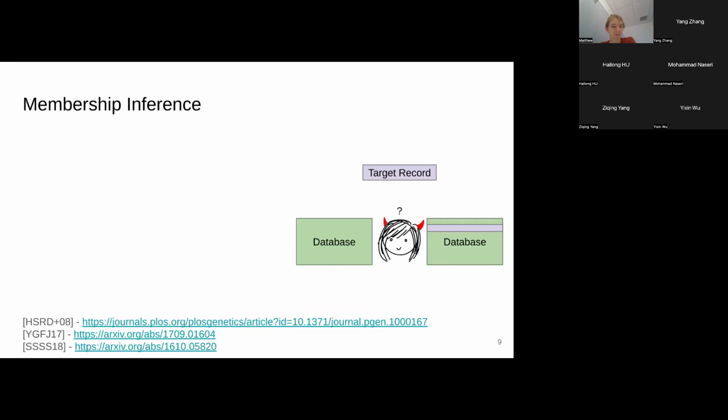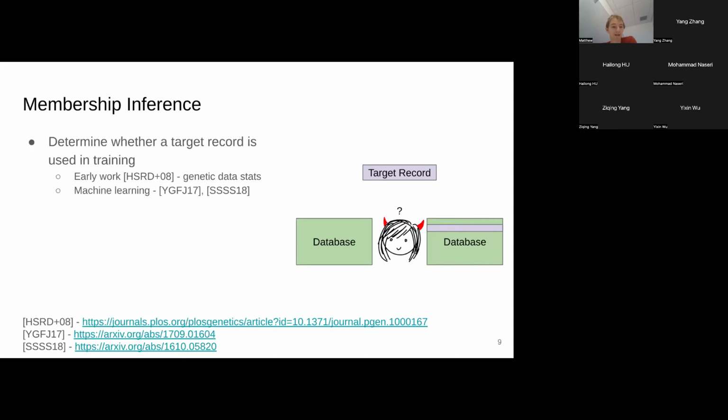Awesome. Before I continue much further, I want to make sure we're on the same page about membership inference. Again, the goal is to determine whether some target record was used in the training of this model. This was originally considered for genetic data analysis tasks. Maybe you don't want whether you were contained in some genetic data release about cancer patients released to the world. It was extended to machine learning in 2017 and has become a very popular area since.